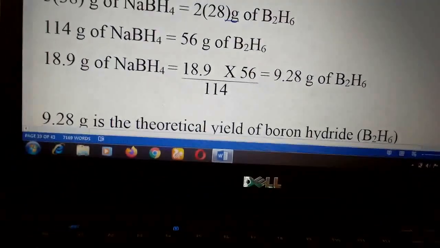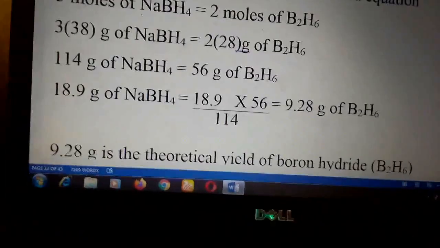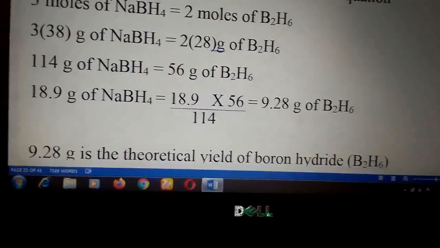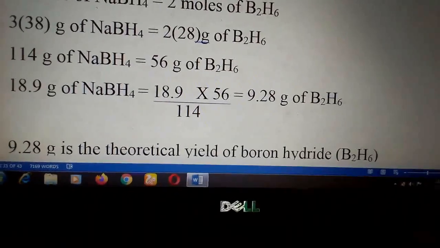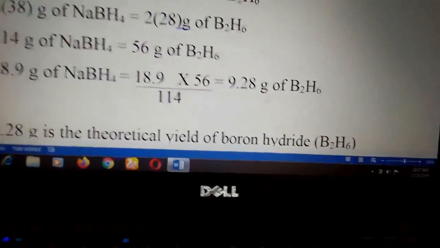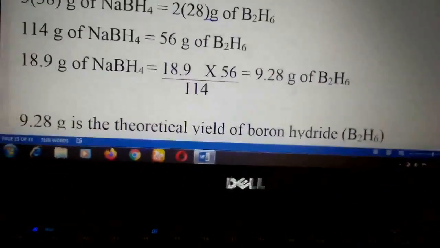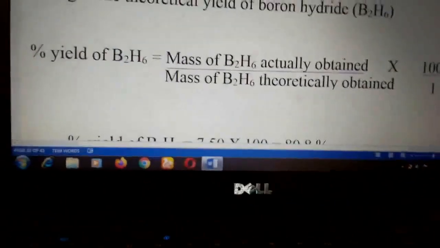Therefore, 18.9 grams of sodium boron tetrahydride, which is the mass given in the equation that was reacted, will now give us 18.9 times 56 over 114. And that will give us 9.28 grams of boron hydride. So this mass produced is called the theoretical yield of boron hydride. So 9.28 grams is the theoretical yield of boron hydride.